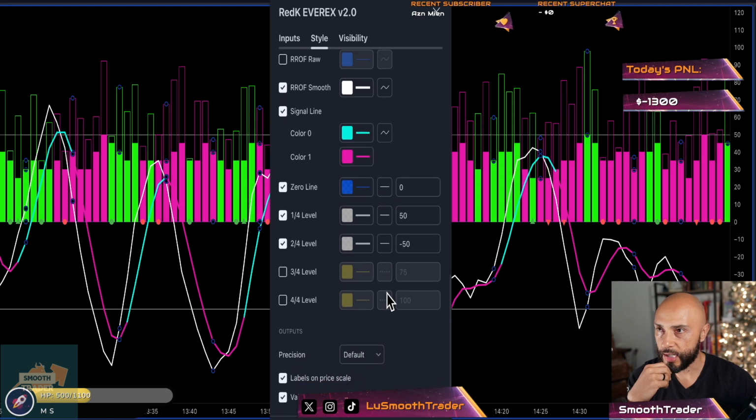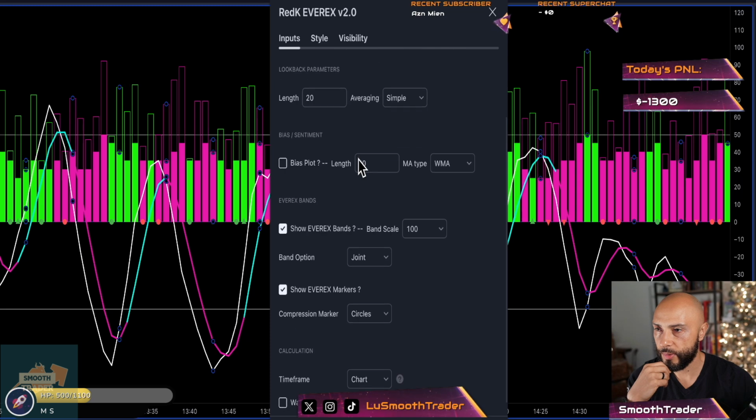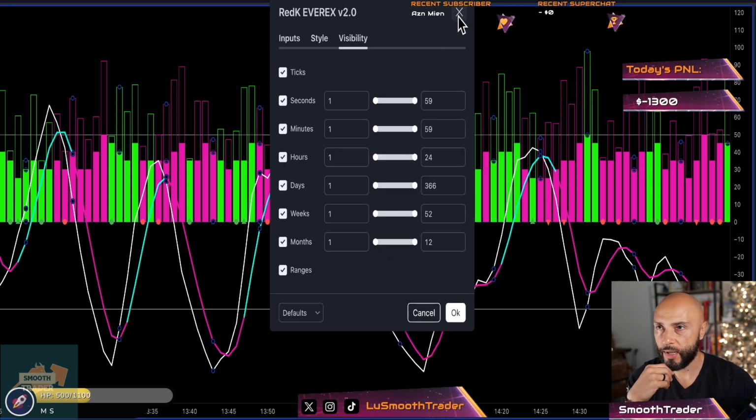And that's pretty much it, guys. That's all I had to do. I didn't have to change anything on inputs. Don't worry about this. I didn't change anything there. Nothing on visibility, so you don't have to worry about any of that.